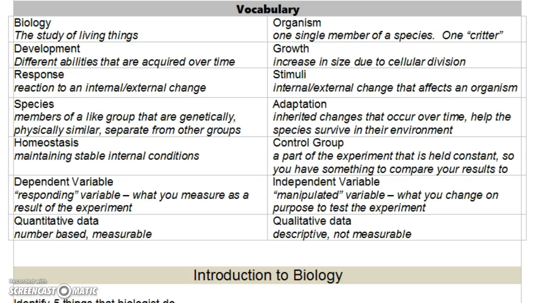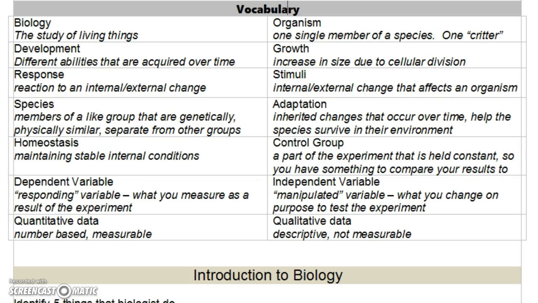Development, in the terms of growth and development, is when we have different abilities that are acquired over time, like when you develop acne as a teenager, or when a tadpole develops into a frog. Growth is when you increase size because of cell division, not just because you're adding material like a sandstone would do, but because of cells.